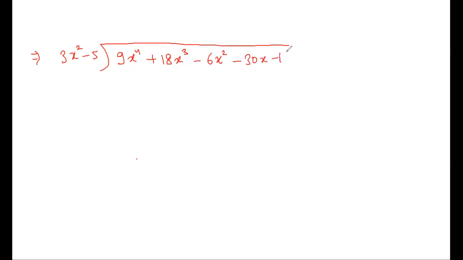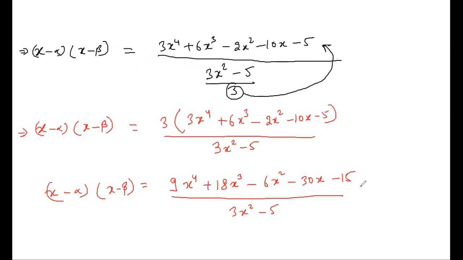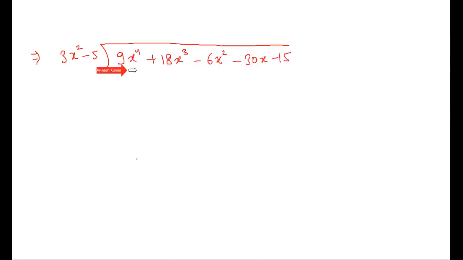3x square minus 5, and we have 9x power 4 plus 18x cube minus 6x square minus 30x minus 15. This was the coming, right? So let's work out. So if you see here on the top, it's 9x power 4, and here this is 3x square. So by what number shall I divide first? 3x square. So I need to go by 3x square. So I'm writing down here 3x square. So I will get it first.